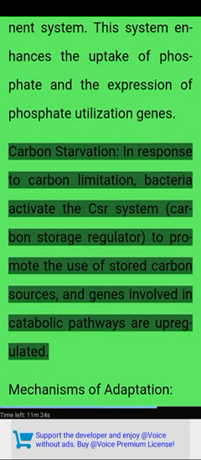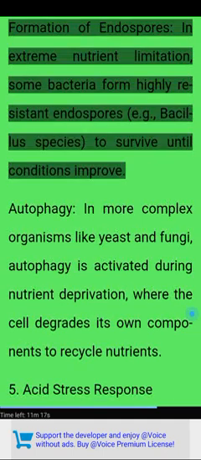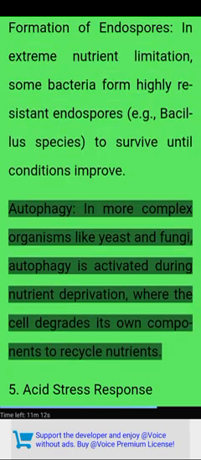Carbon starvation. In response to carbon limitation, bacteria activate the Csr system, carbon storage regulator, to promote the use of stored carbon sources, and genes involved in catabolic pathways are upregulated. Mechanisms of adaptation. Formation of endospores. In extreme nutrient limitation, some bacteria form highly resistant endospores, e.g., Bacillus species, to survive until conditions improve. Autophagy. In more complex organisms like yeast and fungi, autophagy is activated during nutrient deprivation, where the cell degrades its own components to recycle nutrients.